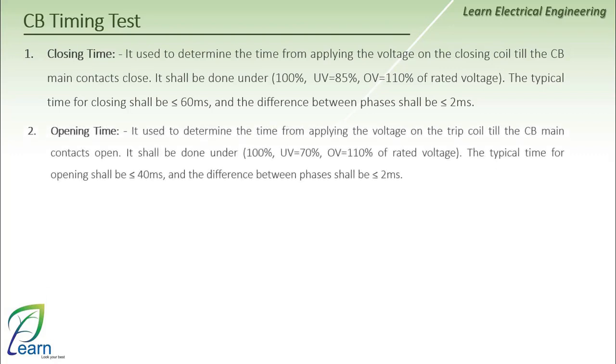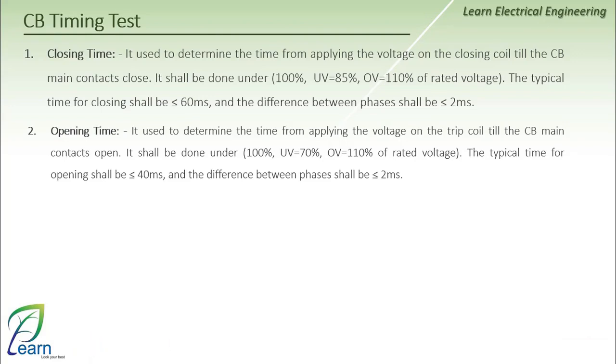The second time we have is the opening time, which is the time from the moment an open command is given to the circuit breaker, meaning when voltage is applied to the trip coil of the circuit breaker, until the main poles of the circuit breaker open again. This test is also conducted at 3 different levels of control voltage: at 100% of the rated voltage, which is 125 volts DC, and at under and over voltage, 70% and 110% of the rated voltage.